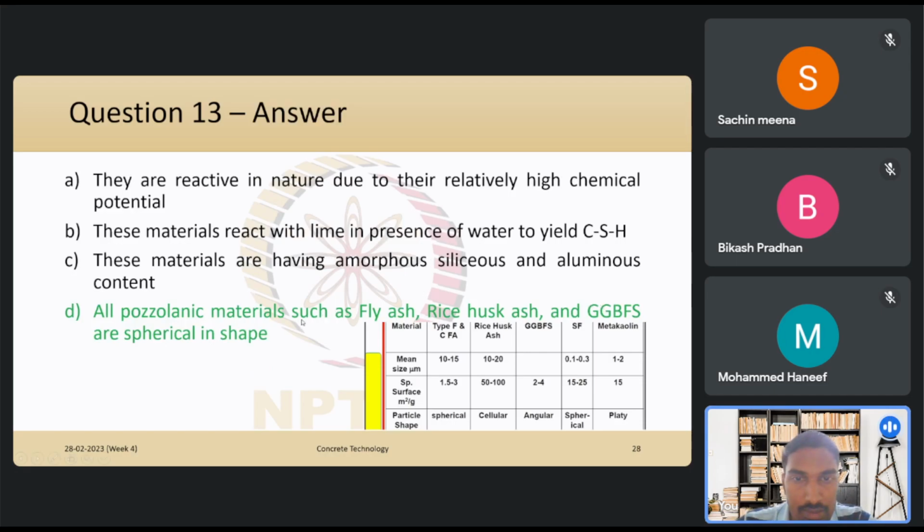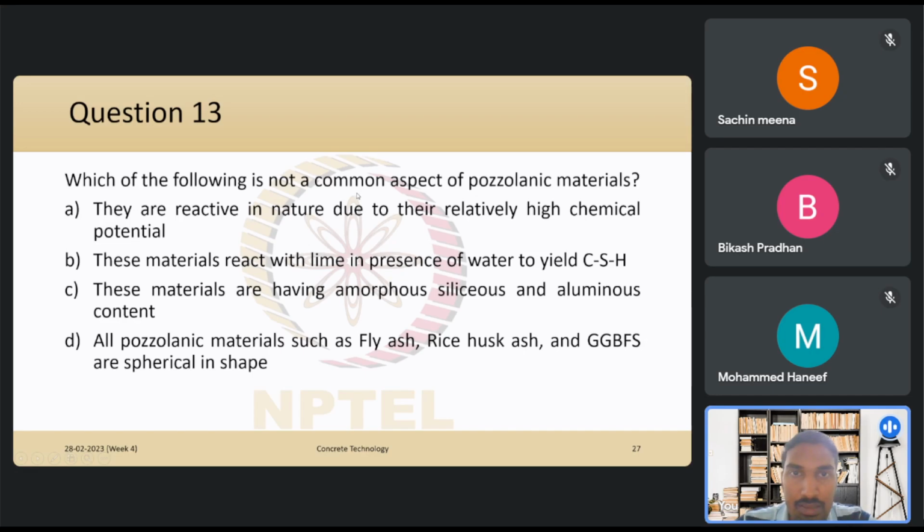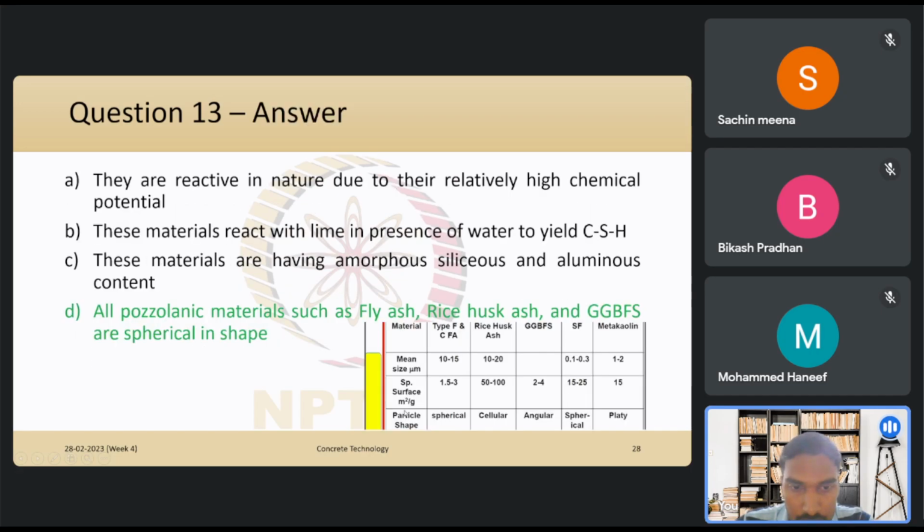All pozzolanic materials such as fly ash, rice husk ash and GGBFS are spherical in shape, right? So that is the one aspect given among these that is not true of the pozzolanic materials. Why? Because the shape changes depending on the admixture used. The spherical ones are actually the fly ash and silica fume, right? Only those two are spherical, whereas rice husk ash has a cellular structure, GGBFS is angular and metakaolin is platy, right? So the shape is not the same. It varies depending on the admixture used, and therefore D is the one that is not common.